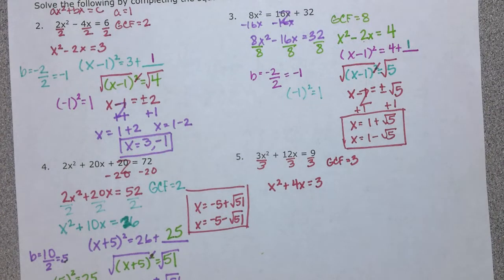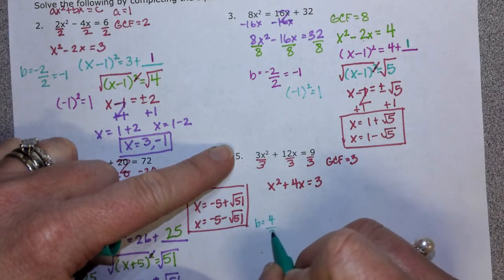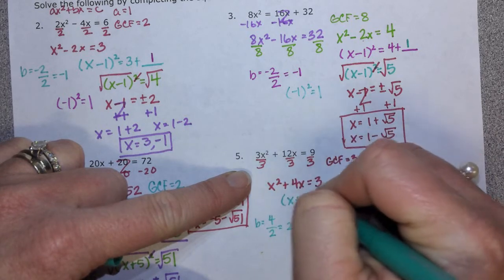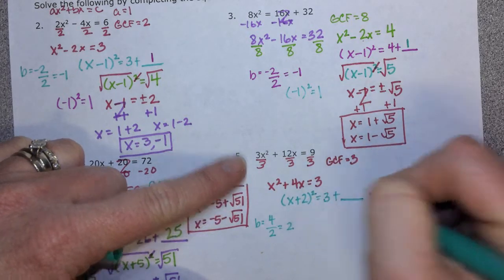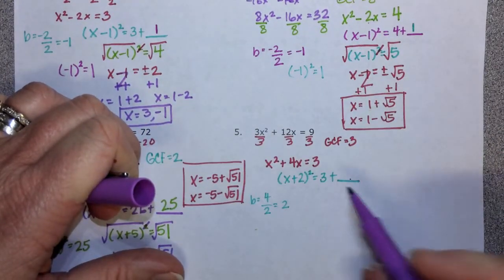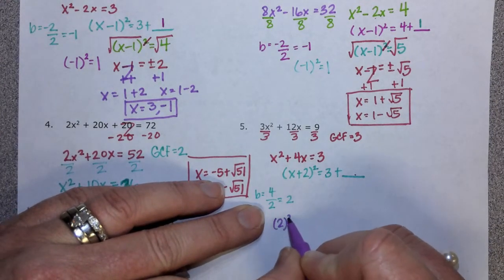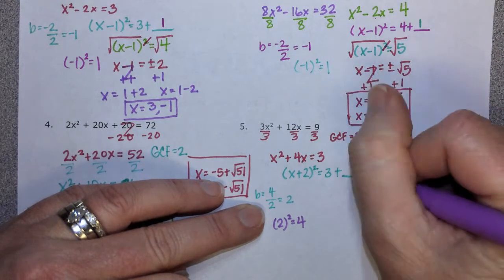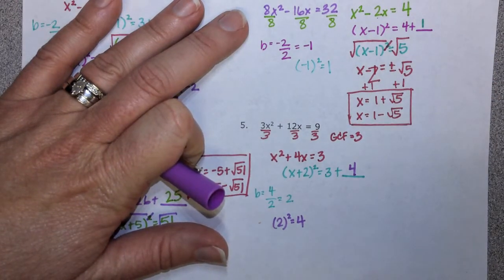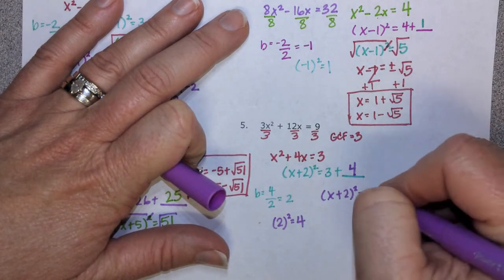Okay. So now I can take my b value of 4, divide that by 2, and I get 2. That means my factors are going to be x plus 2 squared, and that's going to be equal to 3 plus my blank. And remember, to fill in this blank, we have to take the value that we got when we divided b by 2 and square it. So 2 squared gives me 4, so that's what I'm going to be filling in here. And now I can combine my like terms to simplify. So that gives me x plus 2 squared equals, and 3 plus 4 gives me 7.